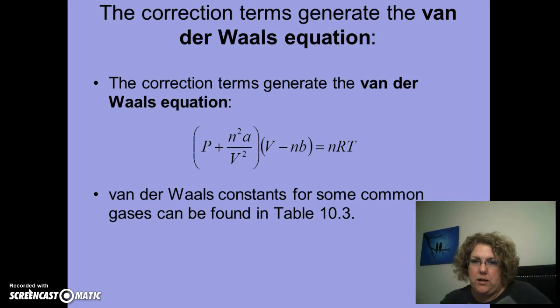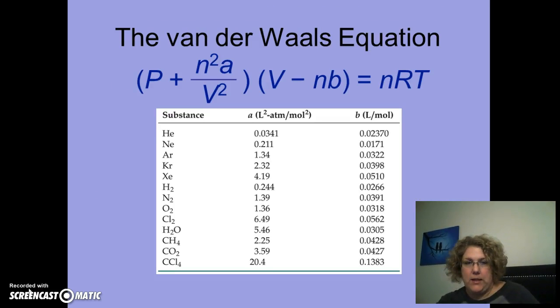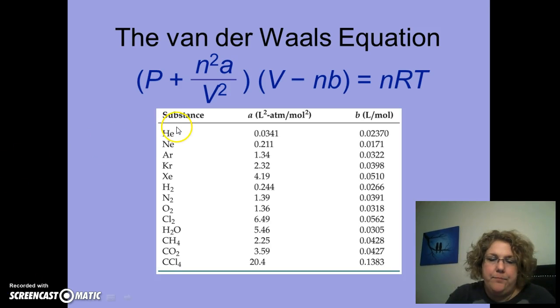The van der Waals constants, A and B, have different values depending on if you're talking about chlorine gas or hydrogen gas, so you have to know which gas you're dealing with. So here is the table you are looking for in your text. Okay, helium has a very small A, whereas carbon tetrachloride has a huge value for A. Remember, A corrects for the attraction that the molecules have for one another, okay?